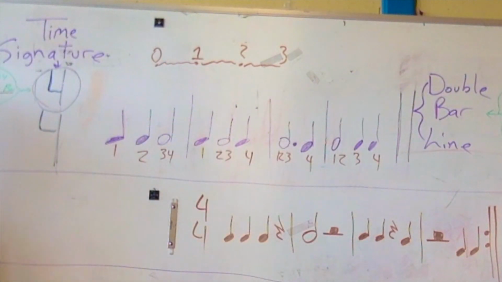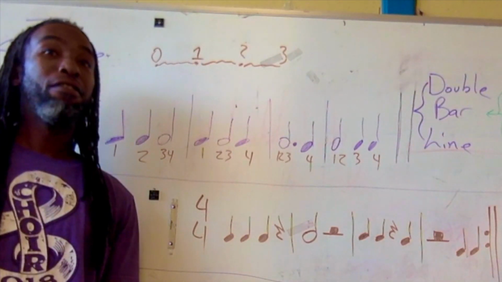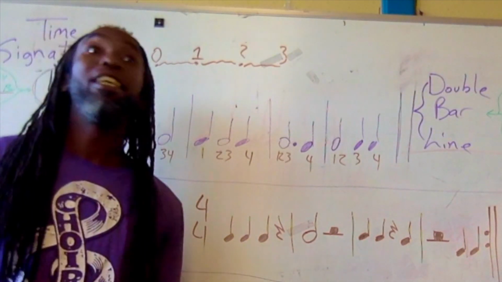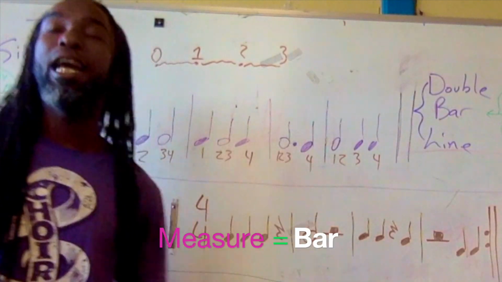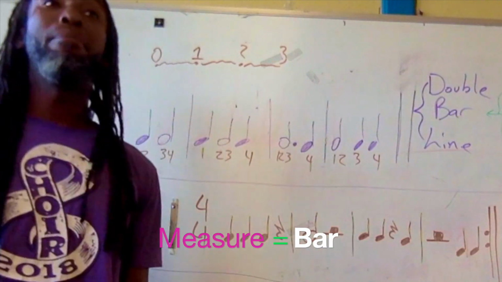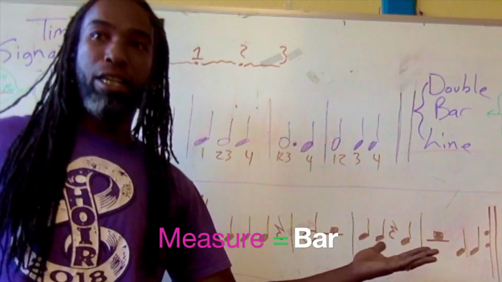How many bars does this song have? I wrote four. How many measures does this song have? Four. Very good. That was a trick question, because measure and bar mean the same thing. Let's try it again. How many bars does this song have? Four. How many measures does this song have? Four. Very good. Same thing.